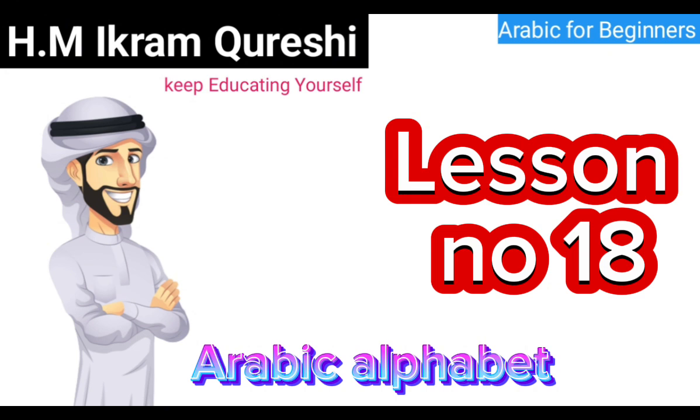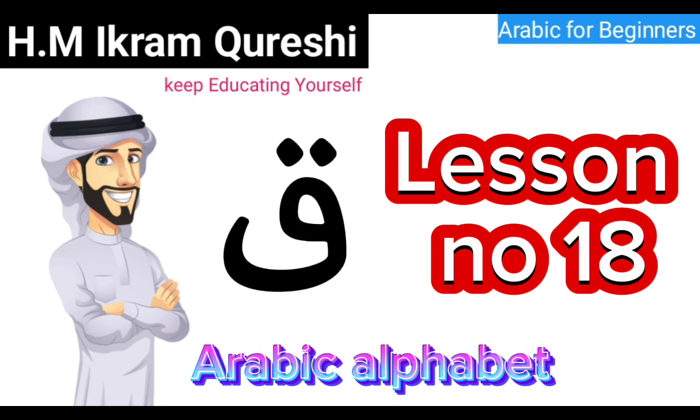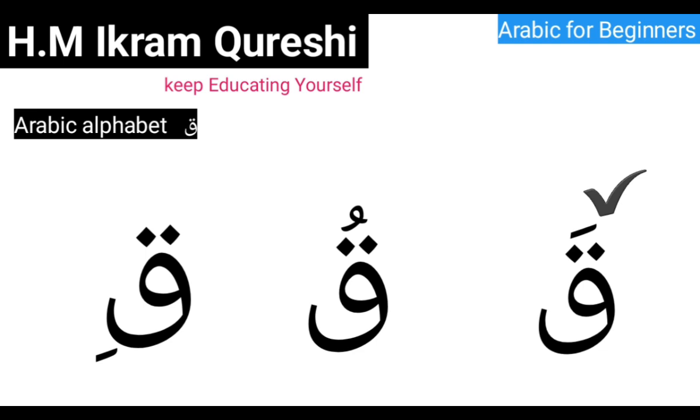Do you remember this word? This is qaf. This is qaf. Okay, now read it with vowel signs. قاف فتحة قا, قاف ضمة قو, قاف كسرة قي. Okay, now read it together. قا, قو, قي. قا, قو, قي.